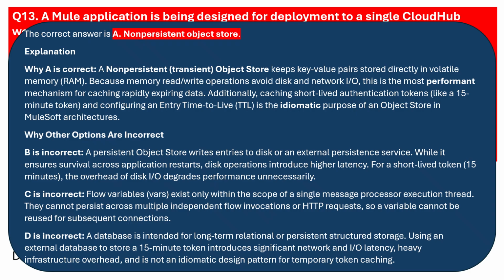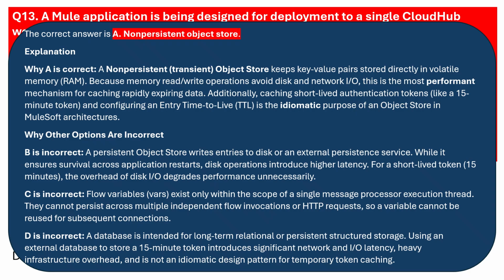Why other options are incorrect? B is incorrect. A persistent object store writes entries to disk or an external persistence service. While it ensures survival across application restarts, disk operations introduce higher latency. For a short-lived token, 15 minutes, the overhead of disk I/O degrades performance unnecessarily. C is incorrect. Flow variables, VARs, exist only within the scope of a single message processor execution thread. They cannot persist across multiple independent flow invocations or HTTP requests, so a variable cannot be reused for subsequent connections.